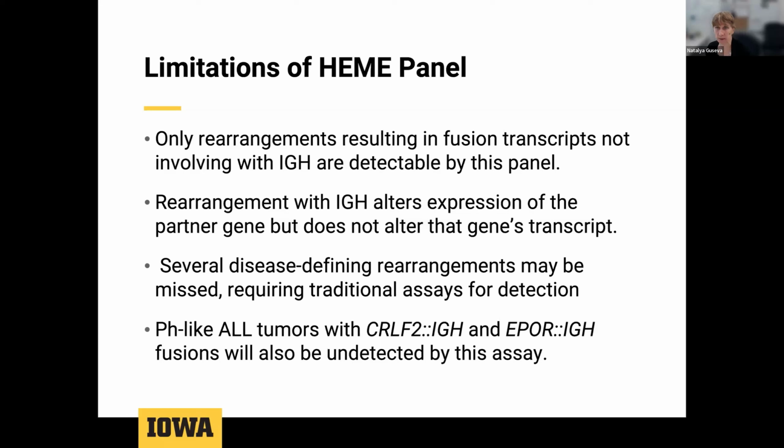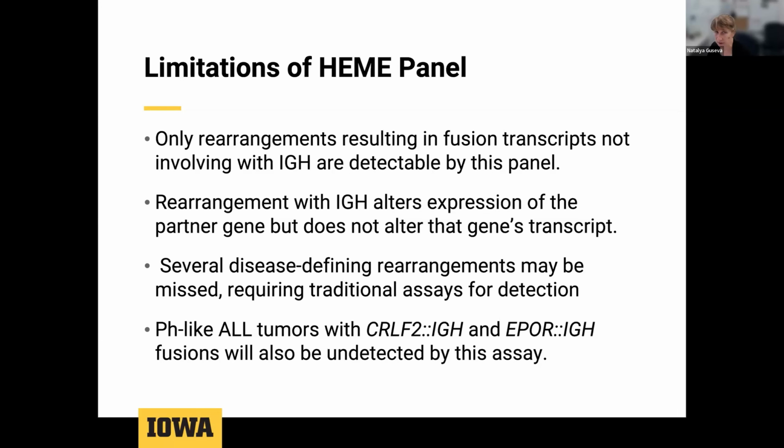Heme panel is quite popular among our research groups, but it has some limitations. Only rearrangements resulting in a fusion transcript, not involving IgH, are detectable by this panel. So rearrangements with IgH alter the expression of the partner gene, but do not alter the gene transcript. Several disease-defining rearrangements may be missed, and it requires a traditional assay. So Ph-like ALL tumors with CRLF2-IgH or 4-IgH fusions will be missed by this assay.